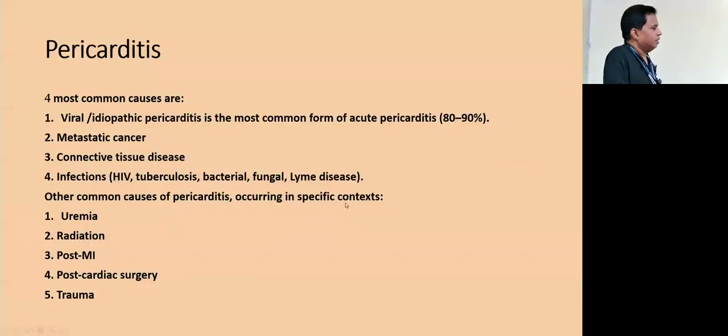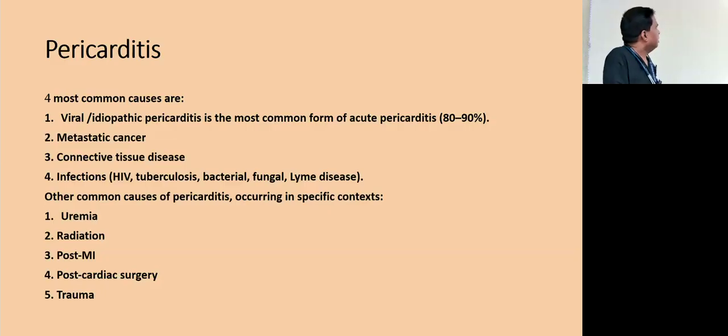Now coming to disease of the pericardium. I will be talking about pericarditis, that is acute pericarditis, and then chronic constrictive pericarditis. Then I'll be talking about cardiac tamponade, pericardial effusion, and malignancy also can be there involving the pericardium.